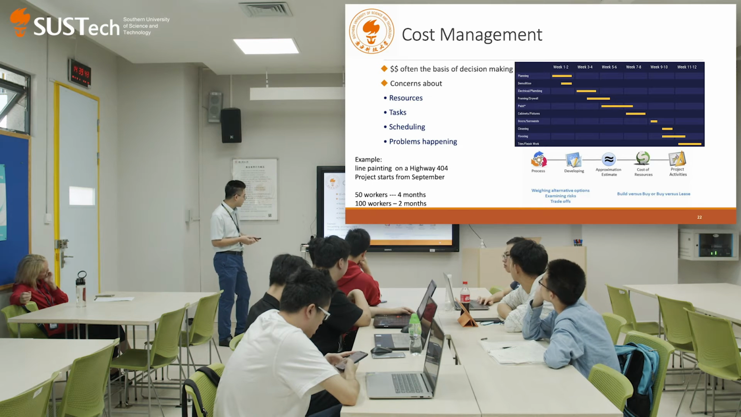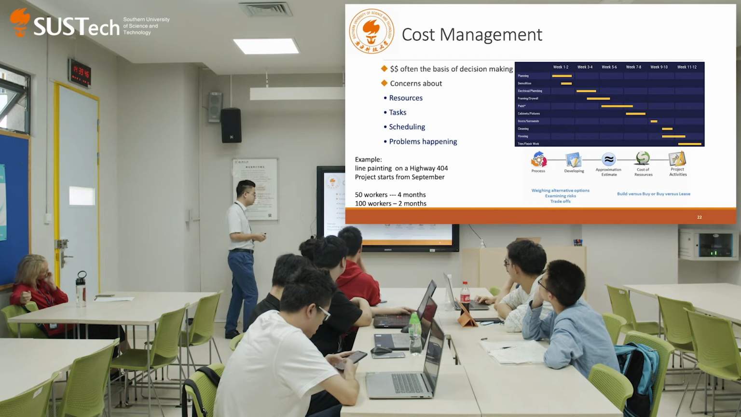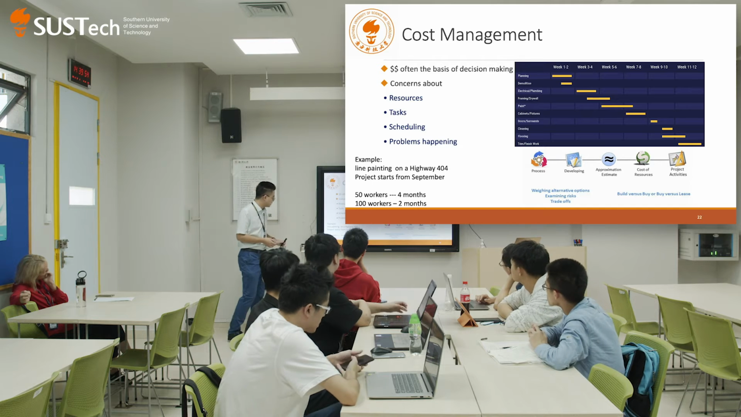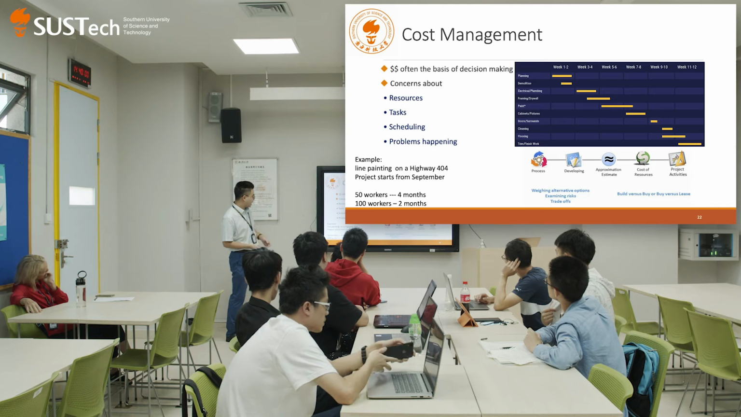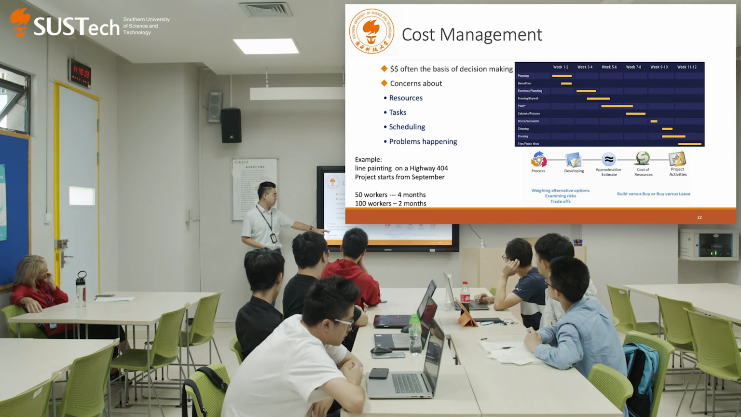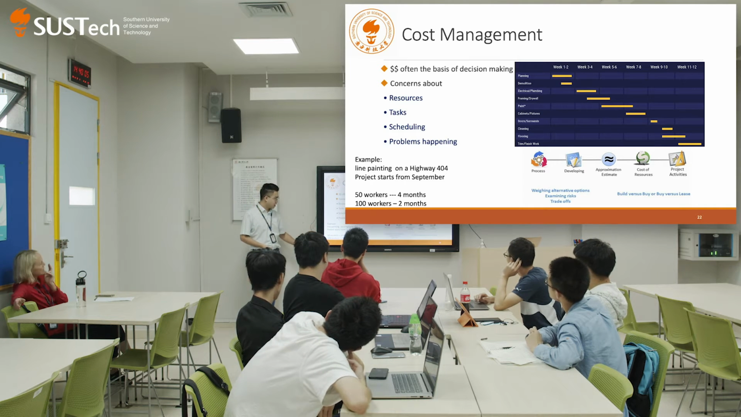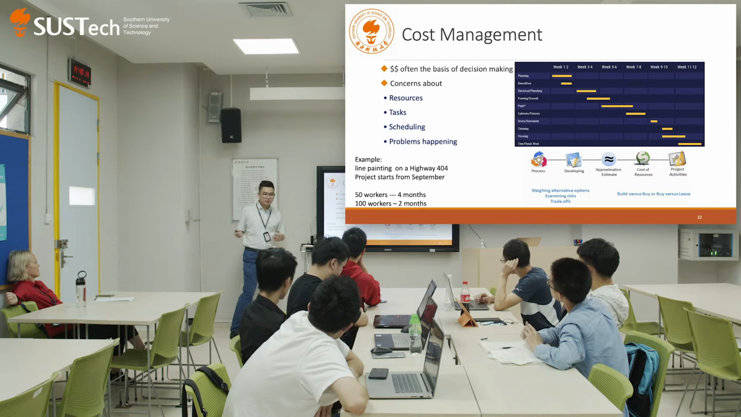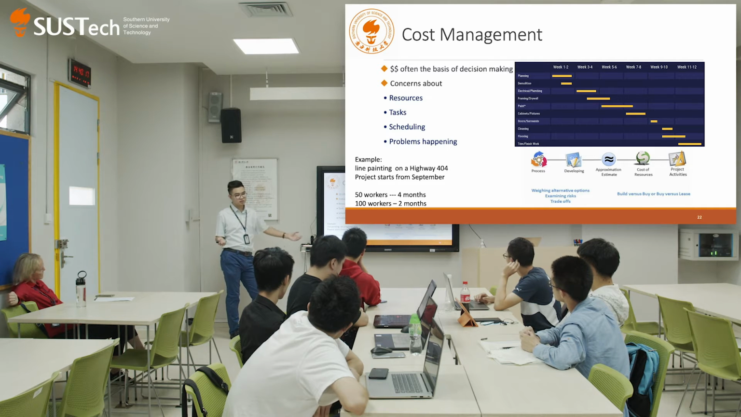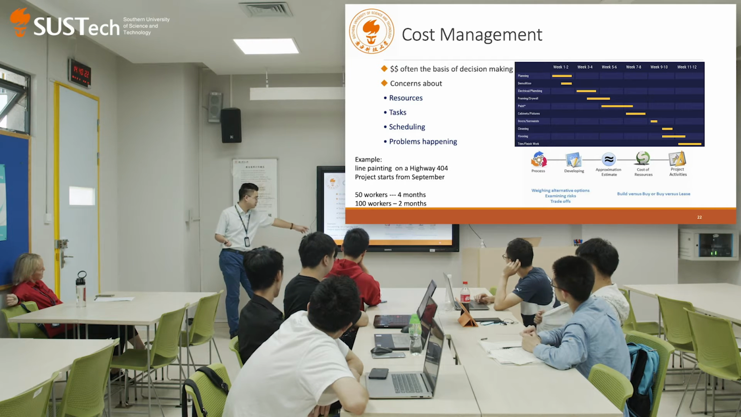So for example, I'm working on a light painting project on Highway 404, starting from September. By the way, Highway 404 is a highway in Toronto. So suppose I'm working on the light painting project on the highway, starting from September. If I hire 50 workers, it will be accomplished in 4 months. If I hire 100 workers, it can be accomplished in 2 months. So in terms of the money I'm going to spend, it will be the same. But which plan am I going to choose? Obviously, I need to choose the second plan.